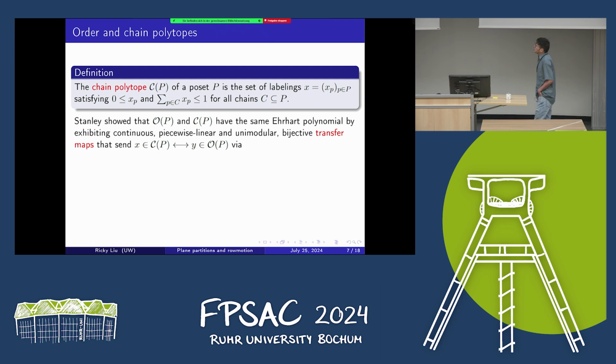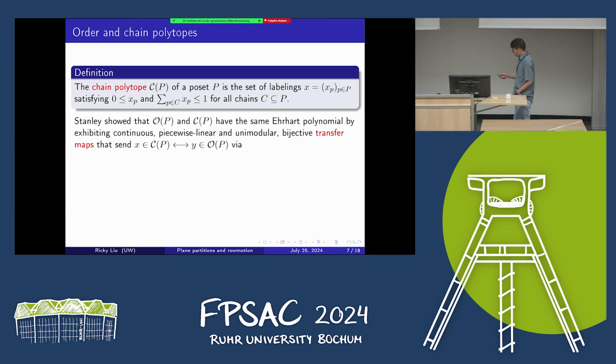And the proof proceeded as follows. He exhibited a map between them, which he called a transfer map, and this map had a number of nice properties. It's continuous, piecewise linear, and unimodular. By this I mean that it's piecewise linear, and on each piece it's given by an integer matrix, and the determinant of that matrix is 1. And of course, it's a bijection, and it maps one of these polytopes to the other.